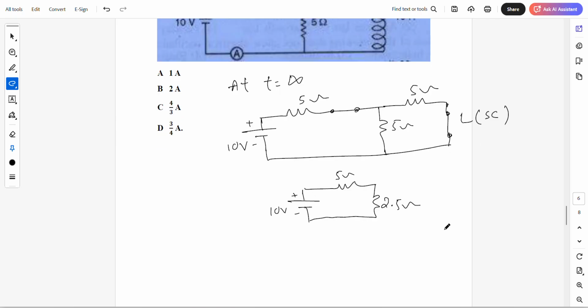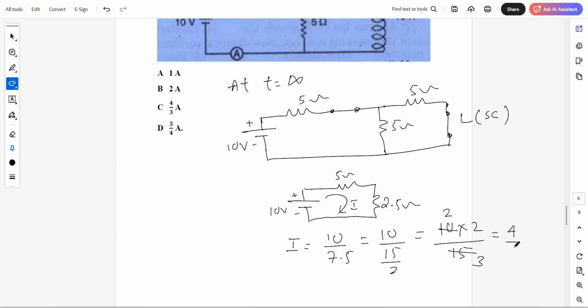What is I equal to? I is equal to V by R. 10 divided by 7.5, that is 10 divided by 15 by 2. I can write this as 10 into 2 by 15. 3 5s are 15, 2 5s are 10. So 4 by 3 amperes is the right answer.